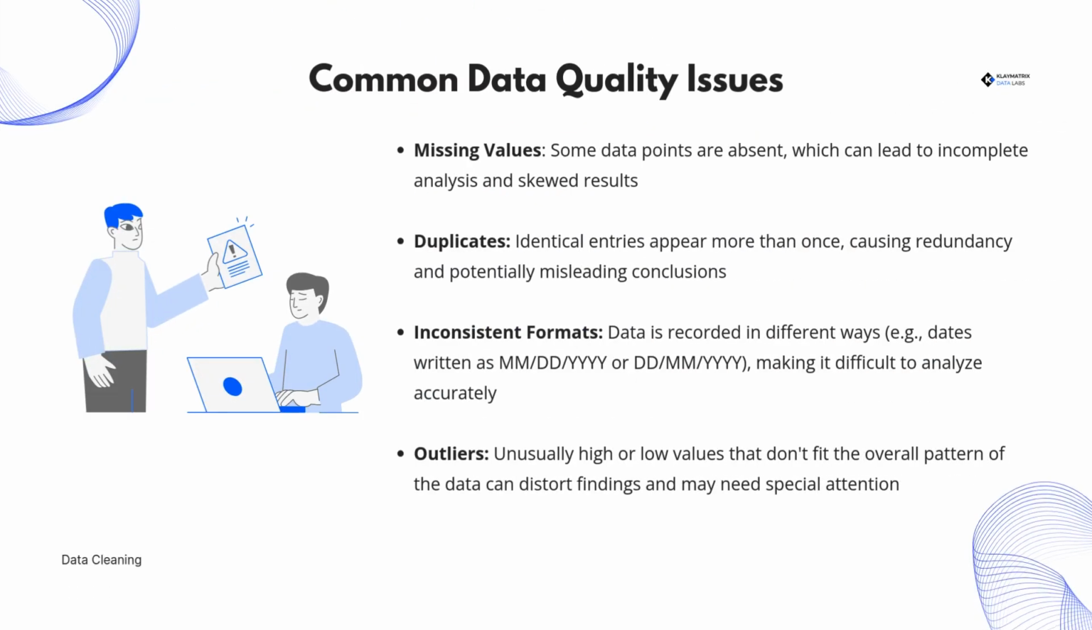Now let's talk about some of the most common data quality issues that can impact analysis. One major issue is missing values. It can result in incomplete analysis and inaccurate insights. Duplicate records create redundancy, inflate numbers, and can lead to incorrect reporting. Inconsistent formats, like different date formats or varying units of measurement, can make it difficult to merge datasets. And then there are outliers, values that stand out significantly from the rest. These can distort averages and predictions, so they need to be handled carefully.